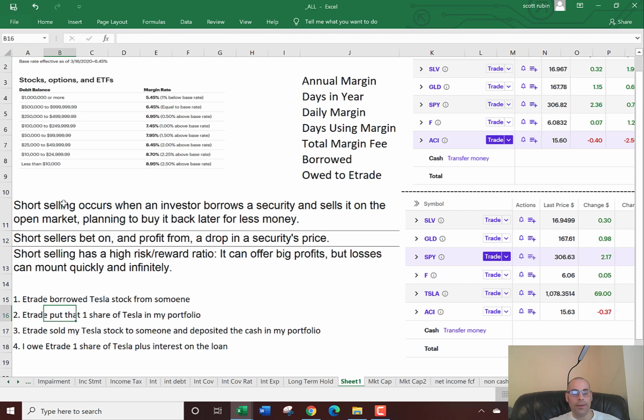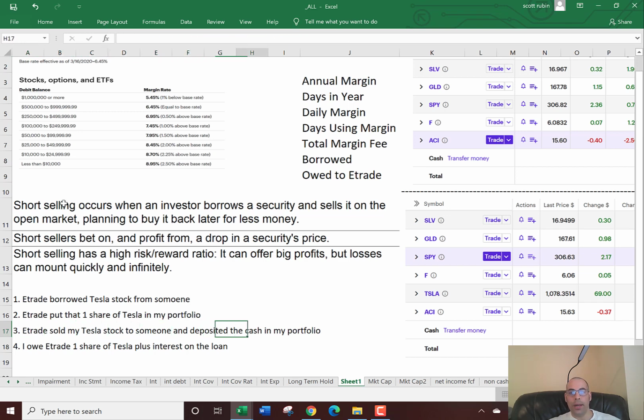E-Trade put 1 share of Tesla in my portfolio. Then, in step 3, E-Trade sold my Tesla stock to somebody in the market who's looking to buy Tesla. And then they received cash from that sale. They deposited that cash into my portfolio. That's why you see cash.